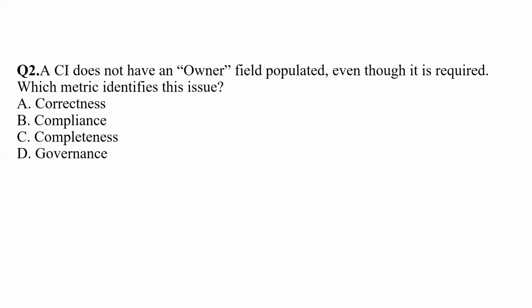Next one. A CI does not have an owner field populated, even though it is required. Which metric identifies this issue? Option A, correctness. Option B, compliance. Option C, completeness. Option D, governance. One more time, I'm repeating the question. A CI does not have an owner field populated. So the required field is not filled. It means it's a completeness issue. The correct answer is option C, completeness.